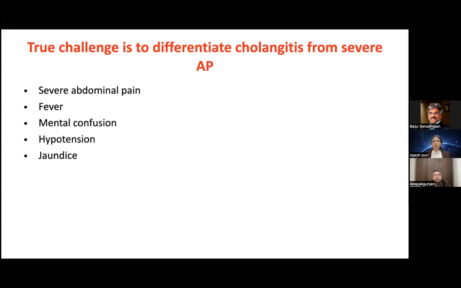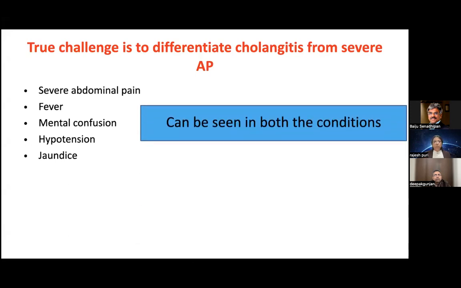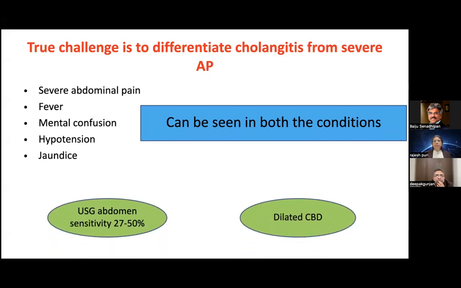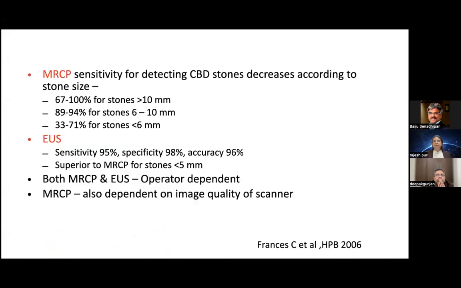Because in acute severe pancreatitis, the patient will have abdominal pain, and might have a SIRS syndrome in the form of fever, mental confusion, hypotension, and jaundice. And the same thing happens in a patient with cholangitis also. So can we differentiate both these conditions? Ultrasound has a poor sensitivity. You may find a dilated duct. Now, with the advent of MRCP and EUS, you don't require these patients to have an early ERCP if there is no cholangitis. So how can you differentiate?